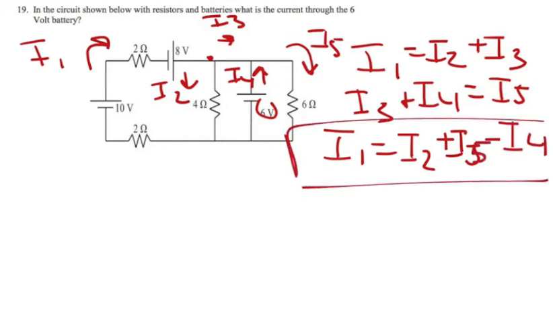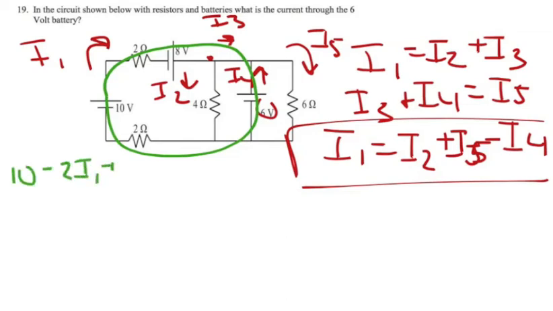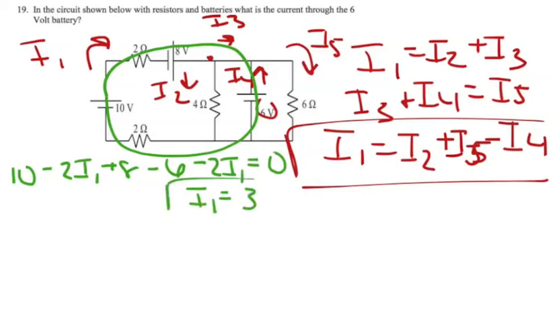Now, we have 3 currents, so we need 3 loops. Our first loop, we're going to start here at this 10 volt, go around this way, and end back here. So we start with 10 volts, subtract 2 times I1, add 8 volts. Now we're opposing this current, so we subtract 6, and then minus 2 I1. That completes our loop, equals 0. We say that I1 equals 3.